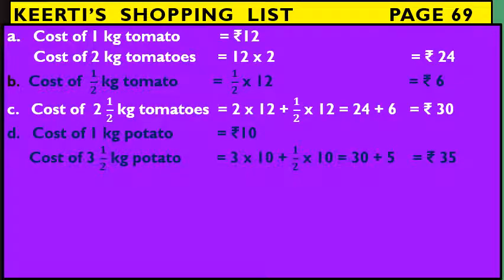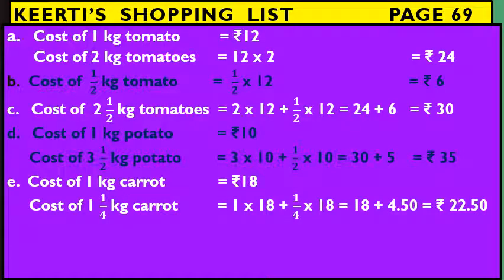Now D, how much does 3.5 kg potatoes cost? Children, according to the price list, 1 kg potato cost rupees 10. So 3 kg potatoes will cost rupees 10 times 3, that is 30. Half kg potatoes will cost half of 10, that is rupees 5. So 3.5 kg potatoes will cost 30 plus 5, that is rupees 35. So the cost of 3.5 kg potatoes is rupees 35.